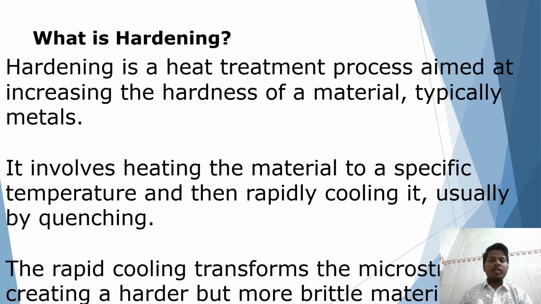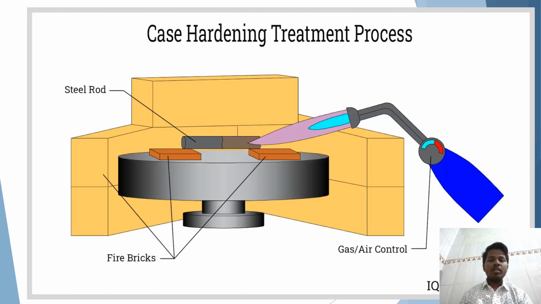What is hardening? Hardening is a heat treatment process aimed at increasing the hardness of a material, typically metals. It involves heating the material to a specific temperature and then rapidly cooling it, usually by quenching. The rapid cooling transforms the microstructure, creating a harder but more brittle material.